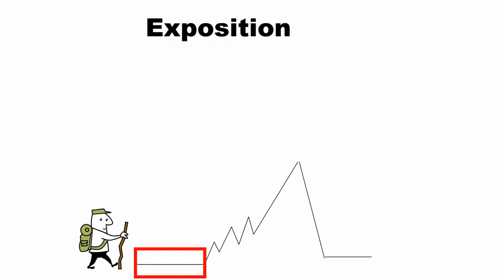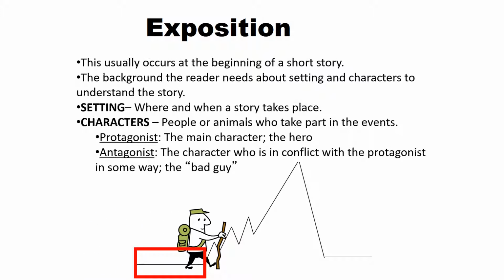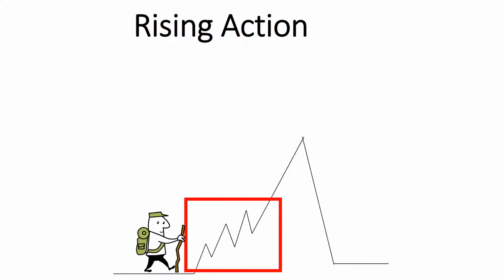First we have the exposition. This usually occurs at the beginning of the short story. This is when the background the reader needs to know about the setting and the characters to understand the story is introduced. The setting is where and when a story takes place. The characters are the people or animals who take part in the events. There's the protagonist and the antagonist. The protagonist is the main character, the hero, and the antagonist is the character who is in conflict with the protagonist in some way, or the bad guy.